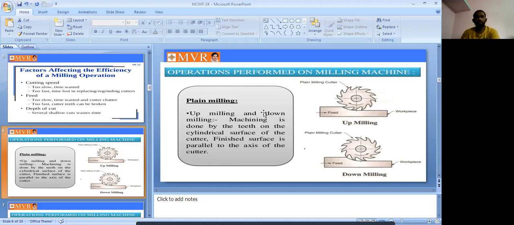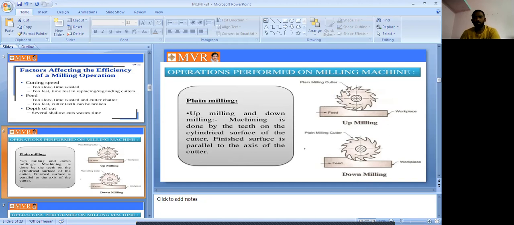First of all, plain milling. In plain milling we can see up milling and down milling. The machining is done by the teeth on the cylindrical surface of the cutter. It finishes the surface parallel to the axis of the cutter. Okay, so up milling, down milling: in plain milling there are two kinds of operation.